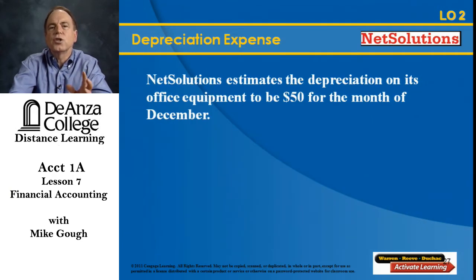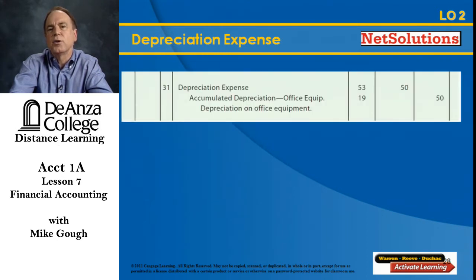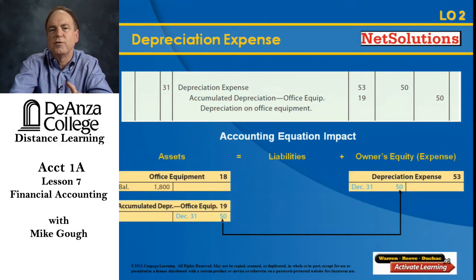So Net Solutions estimates the depreciation on its office equipment to be $50 for the month of December. So we go ahead, debit depreciation expense $50, credit accumulated depreciation, office equipment, $50. You'll notice that we have office equipment of $1,800. That doesn't change, but our accumulated depreciation for the office equipment does. And then, of course, we recognize the $50 depreciation expense.